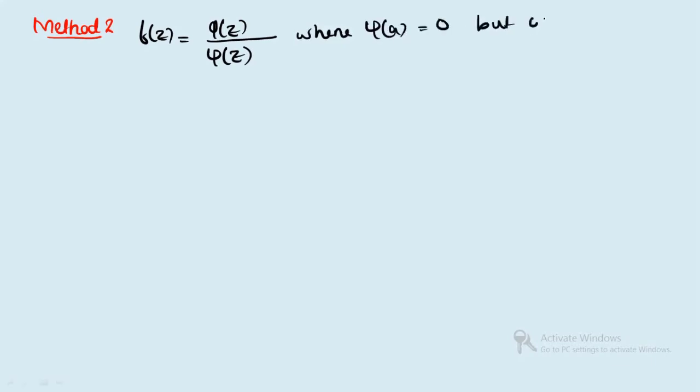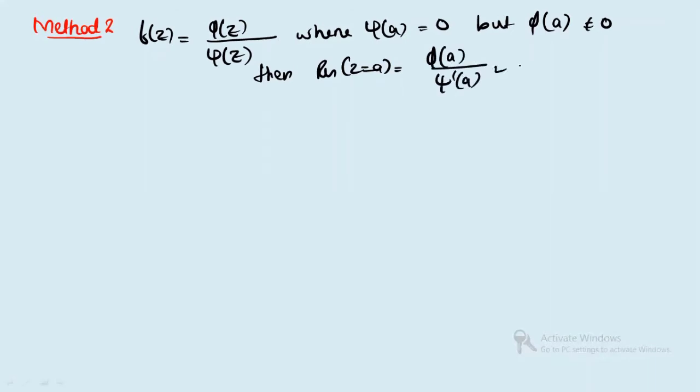Okay. So now let's see the second method. If you have any function f(z) in the form of phi(z) by psi(z), where if you put psi(a) equals 0, but phi(a) is not equal to 0, in that case, how will you find the residue? Then you can find the residue at z equals a as phi(a) by psi prime(a). All right. So this way you can calculate.